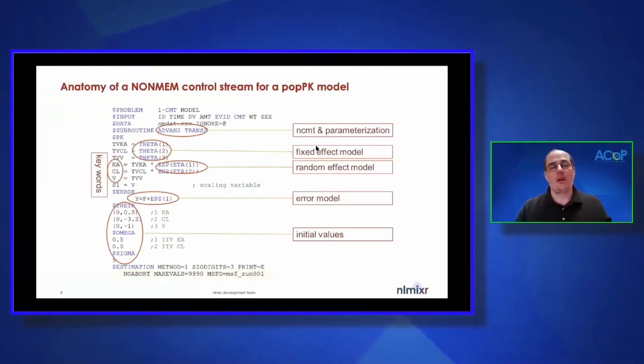Most people here are familiar with the NONMEM control stream. NONMEM control streams have things that tell you about the model. In this case, it's a compartmental model, so you have the number of compartments and the parameterization. You have the fixed effect model that's specified in your PK block. You have your random effect model specified. You have your error model, and you have your initial values, as well as these estimation methods.